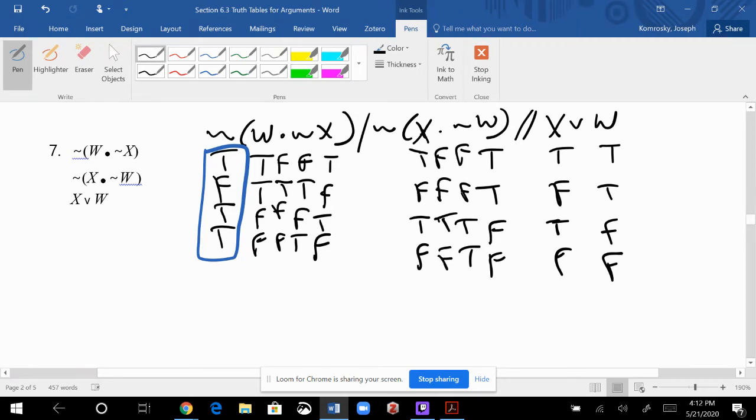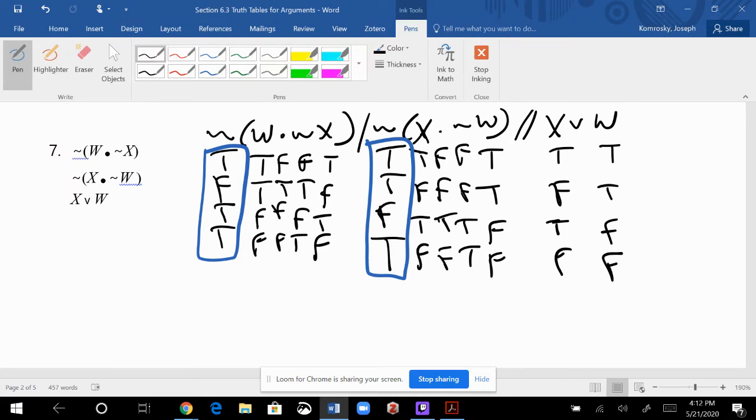And I'll take the opposite, similarly like I did over there. So true, true, false. And make sure. Yep. And then last one, this looks pretty easy. This is just a wedge. Both sides are false. So at least one side has to be true, and we know that's the case there.